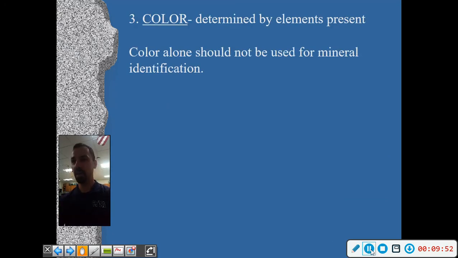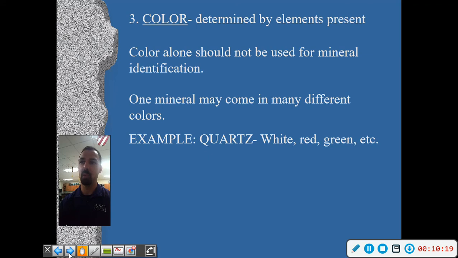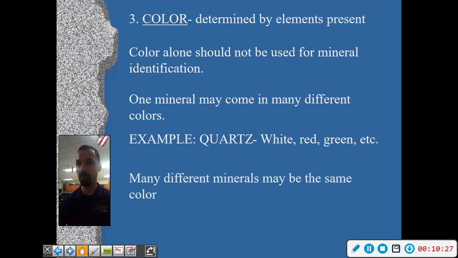Okay, the next characteristic I want to talk about is color. Color is determined by the elements present. Color alone should not be used for identifying minerals, so we'll talk about why that is. So number one, a mineral may come in different varieties of colors. An example of that, quartz, comes in many varieties of colors, so you can't use that alone. Quartz is white, green, red, purple. There's a whole bunch of different colors of quartz which will mix you up.